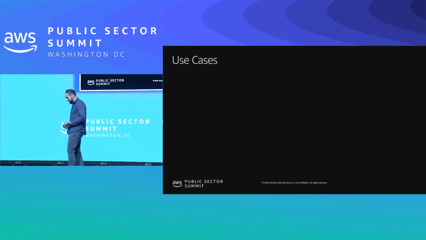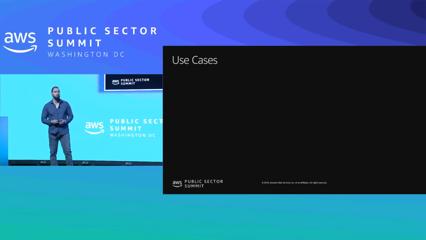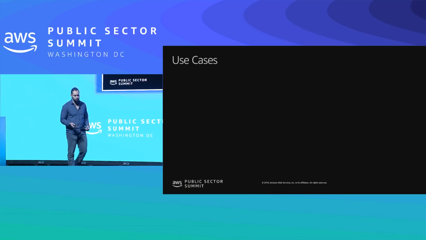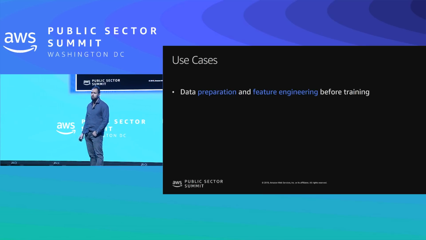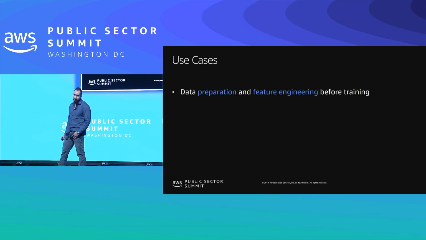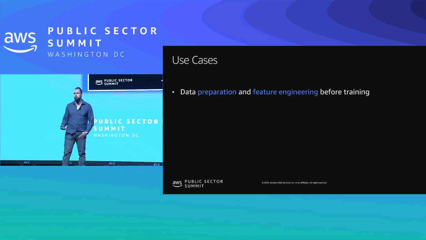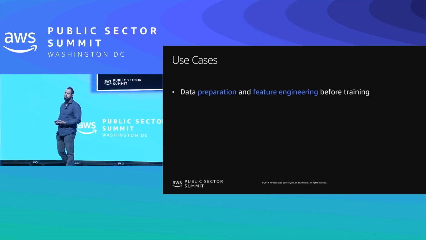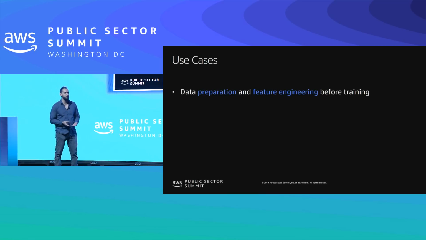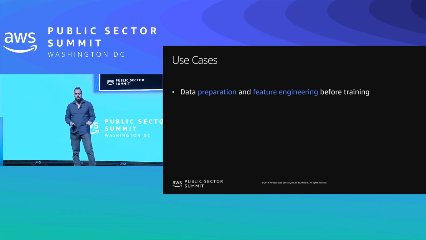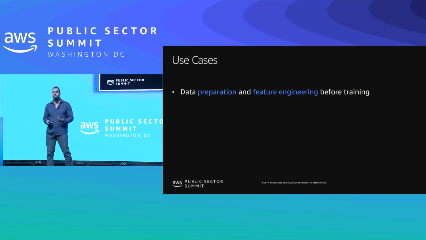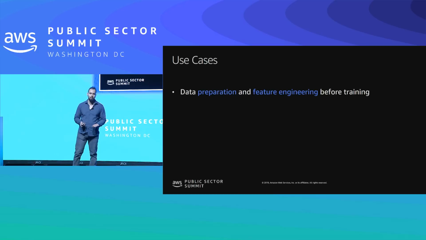Now that's it for some of the benefits. Let's talk about some of the common use cases that we see customers using Spark along with SageMaker. The first use case is, of course, data preparation as well as feature engineering before training. If you recall one of the first slides that I showed you, which was machine learning assumption versus reality, you now have the ability to use Spark to prepare your data or do feature engineering, and use Spark to achieve that part of the pipeline.